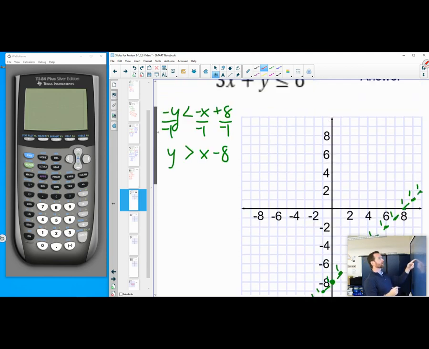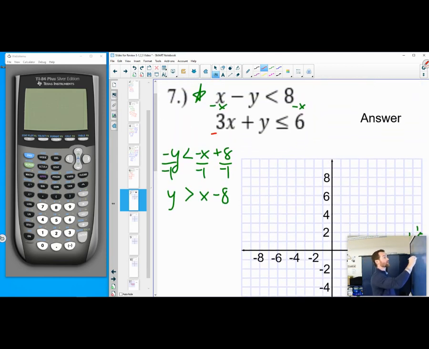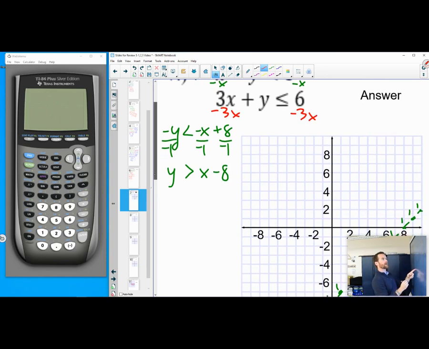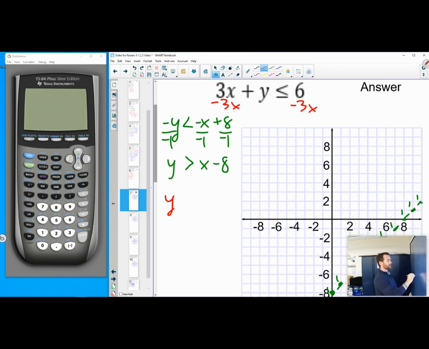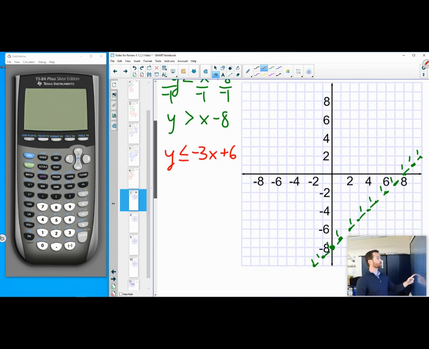Now let's do the red. All right, the red, here we have to subtract 3x from both sides. So that becomes, let me scroll down slightly, y is less than or equal to -3x plus 6. And we're all done with that one. y is by itself. We don't have to divide at all. So now we go straight to our graph.